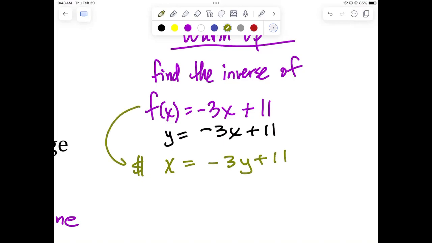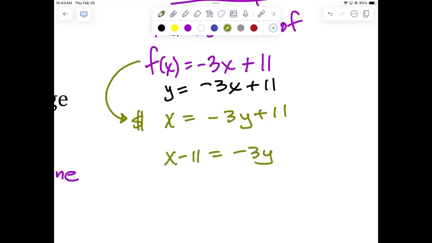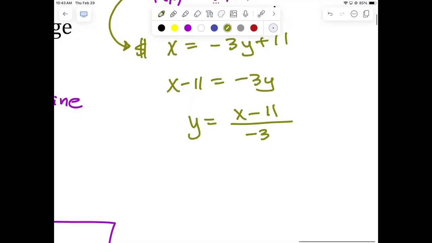Is it possible to go straight from the first step to the third step? Absolutely, if you could do that. All right, now we're going to solve for Y. So I've got to do what first? Divide by negative 3? Nope. I've got to subtract 11. Okay, so I get that right there. And then to solve for Y, I divide both sides by negative 3, and I get X minus 11 over negative 3.